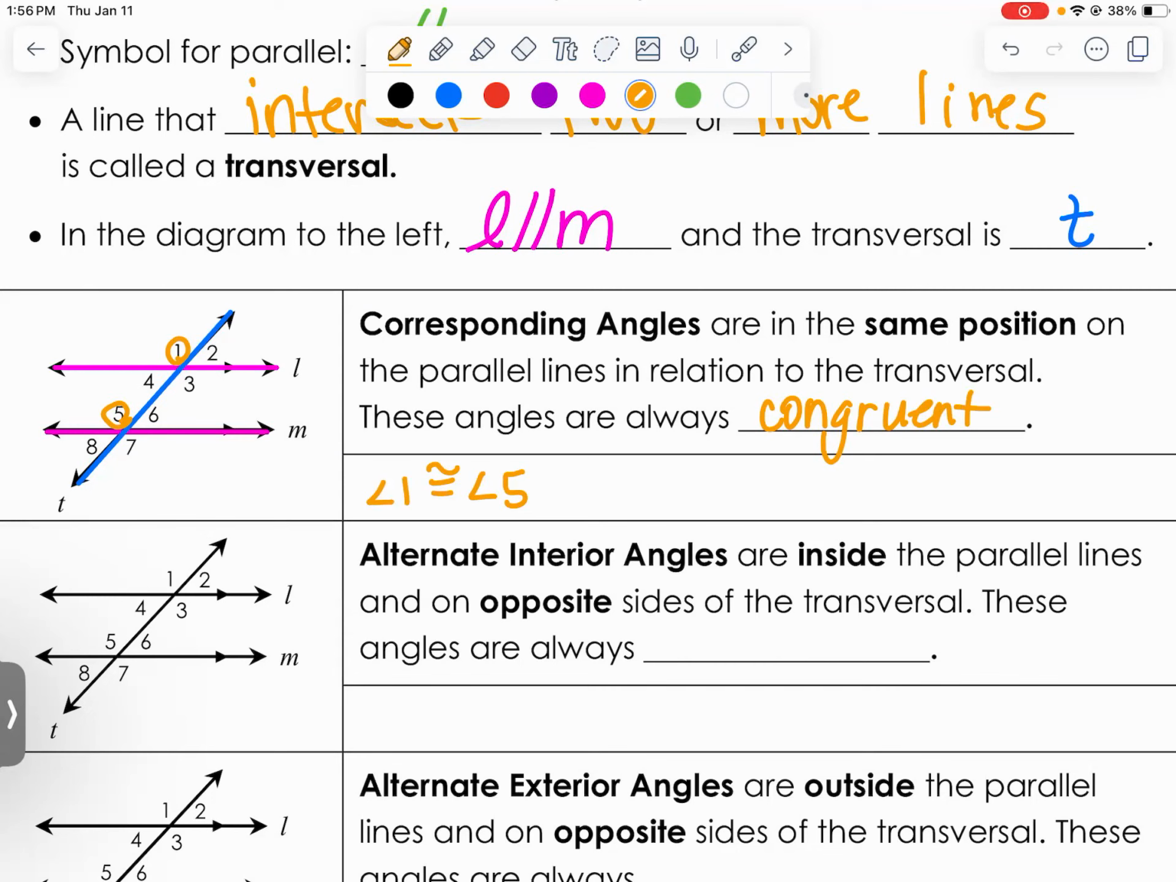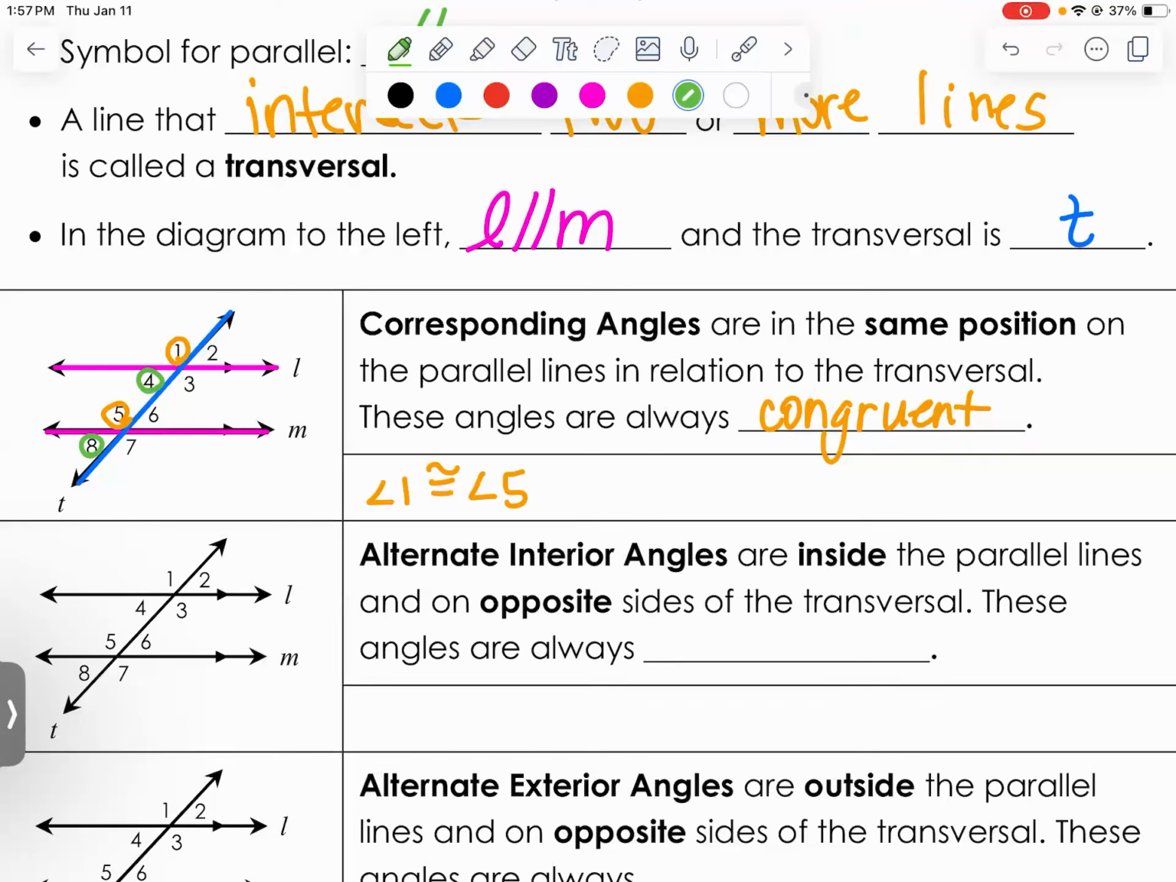Let's talk about another pair of corresponding angles. So Noah, just pick another number that's not 1 or 5. Noah picked 8. I'm going to circle 8 in green. With your fingers, name which angle corresponds with 8. There's only one answer. So remember, corresponding angle is in the same position. So up here, what is in the same position as 8? 4.